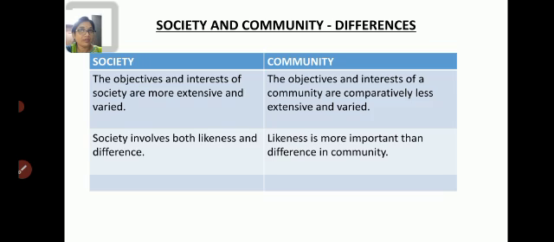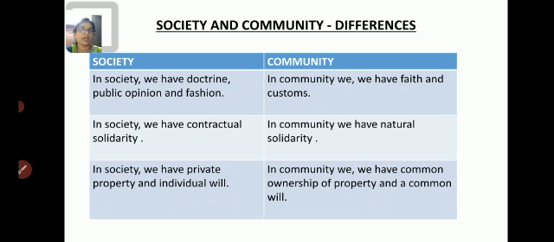The objectives and interests of society are more extensive and varied, whereas the objectives and interests of a community are comparatively less extensive and varied. Society involves both likeness and differences, whereas in the case of community, likeness is more important than differences. In society, we have doctrine, public opinion, and fashion, whereas in community, we have faith and customs.